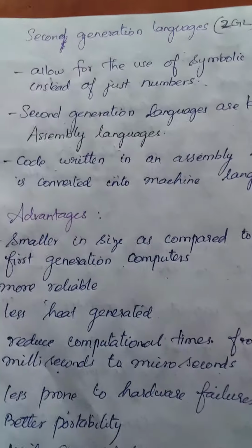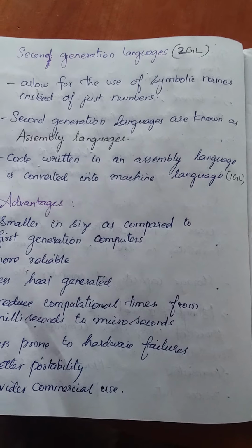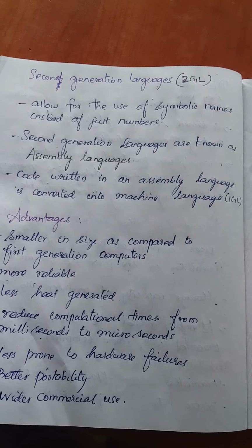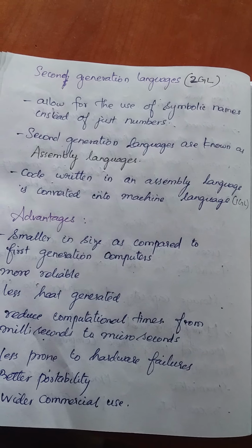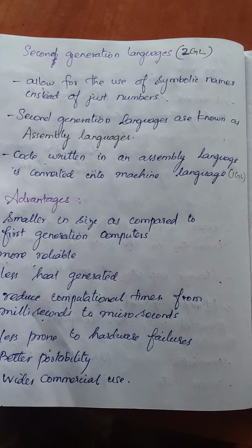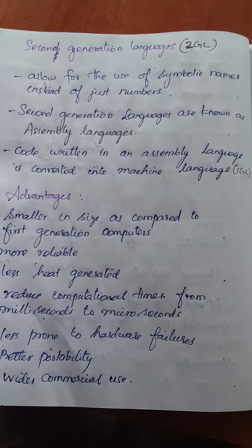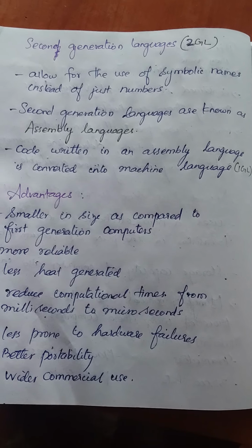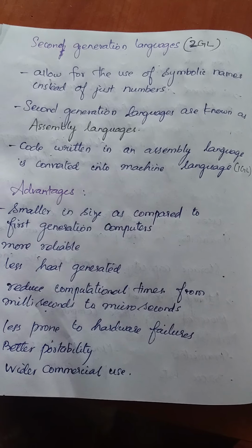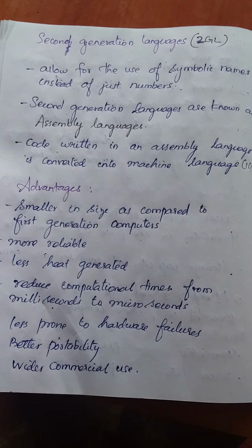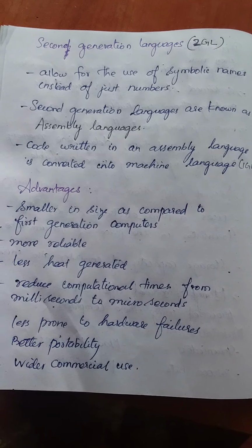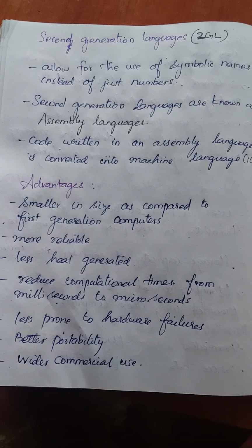The second generation languages are called assembly language. Instead of zeros and ones, some symbolic names are used. So it is considered easier compared to machine language programming. But a converter is needed, because first generation computers directly used the machine language, so there was no need of conversion. The machine can directly understand the instruction. But now the machine language programming was replaced by symbolic names. The machine cannot understand those names, so we need a converter.